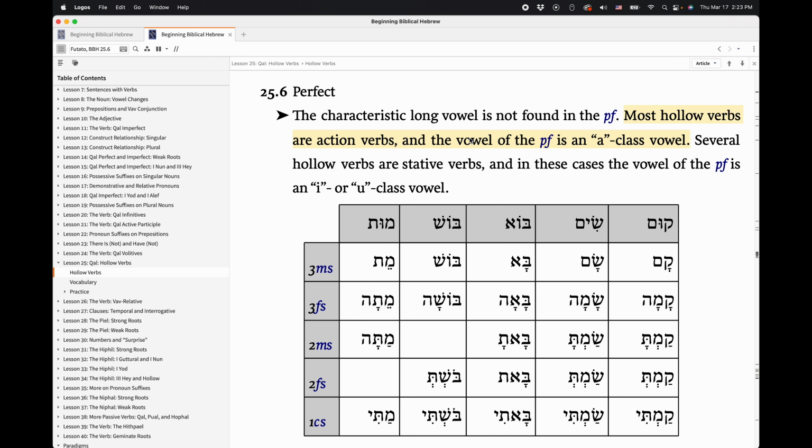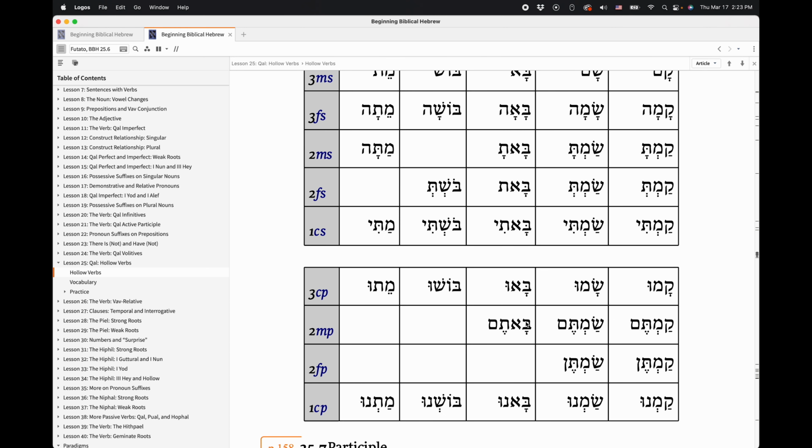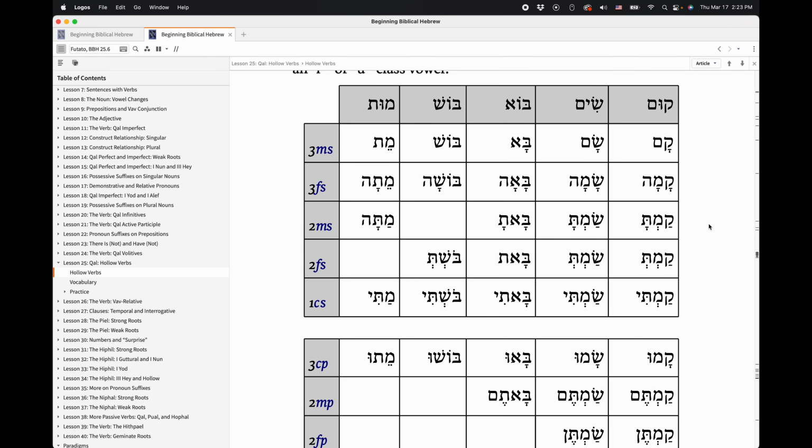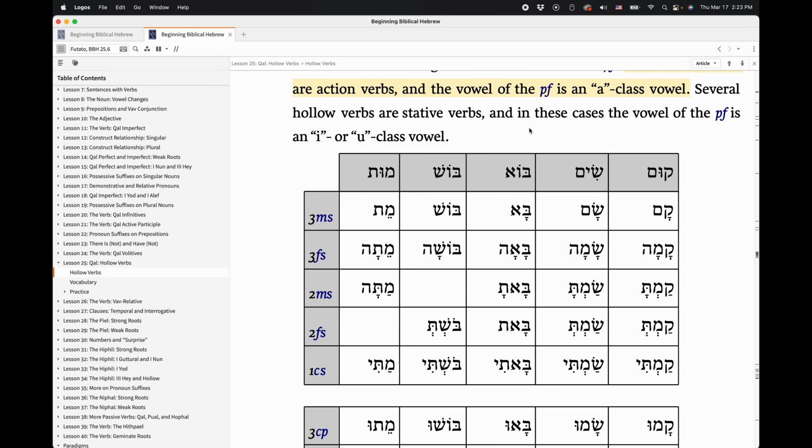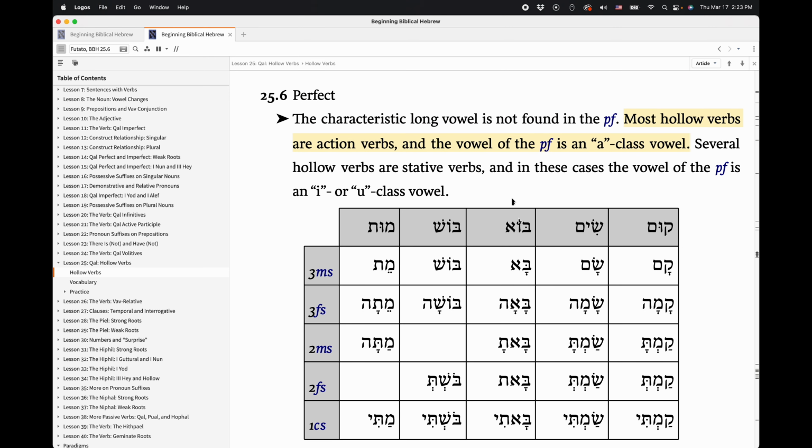Rule number 2 for hollow perfects is that that vowel letter will then be replaced by an A-class vowel. So you can see through all 3 of these columns, kametz, kametz, patak, patak, patak, and so on. All of these are A-class letters. That's the second rule. So first, hollow verbs in the perfect are susceptible to losing their vowel letter. Second, that vowel letter will be replaced by an A-class vowel in the perfect.